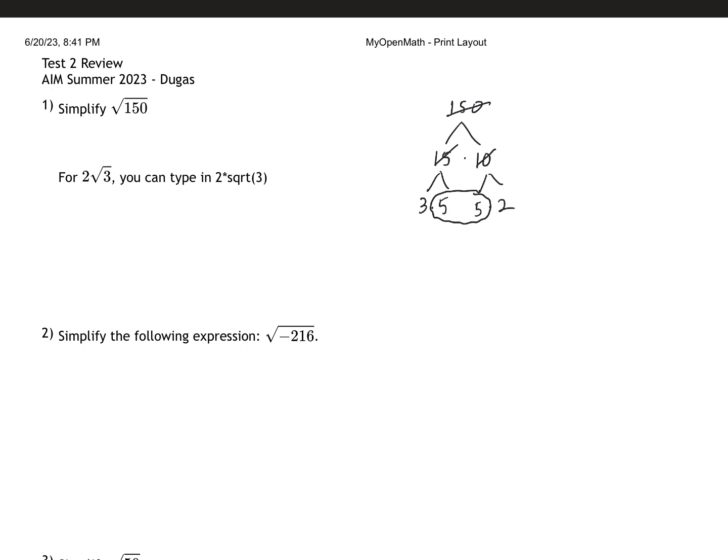That's going to be what comes out of the radical. And then whatever is left by itself without a pair is going to go back under the radical. And you multiply them back together. So 3 times 2 is 6. So 5 square root of 6 is the simplified version of the square root of 150. So that's the answer for number 1.